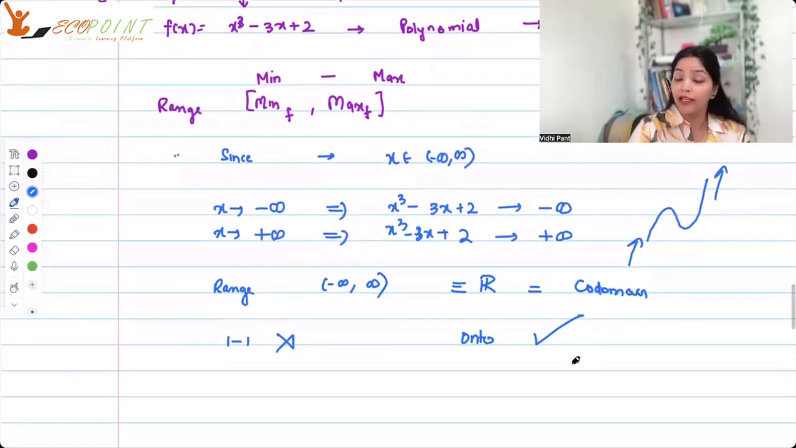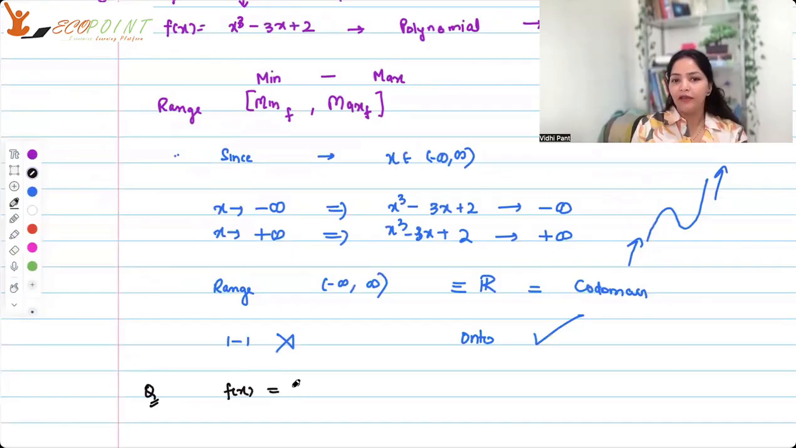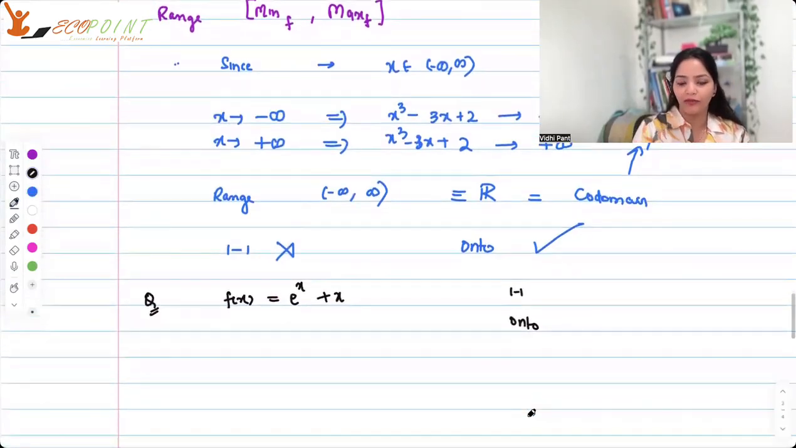Now, what I would like you guys to do is practice yourself. Let me give you a question. Practice: f(x) is equal to e to the power x plus x. Is this function injective? Is this function onto? Whatever input you have got from this lecture, use everything and try to find it out. And do mention in the comments what the answer should be.